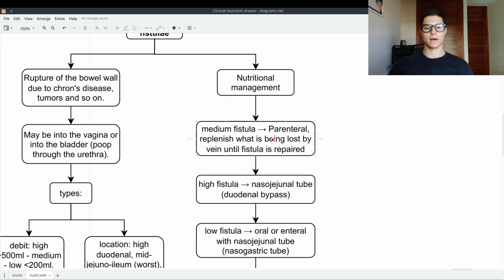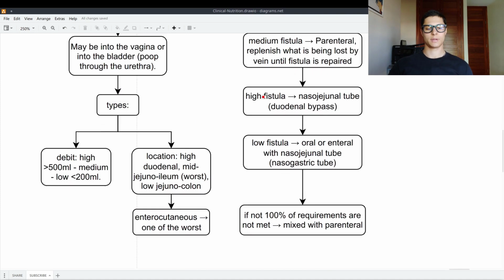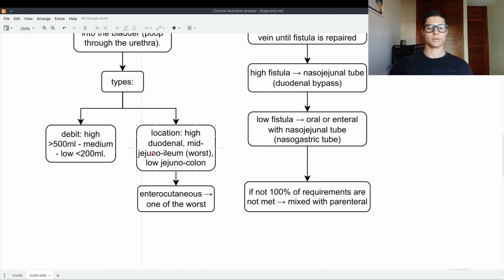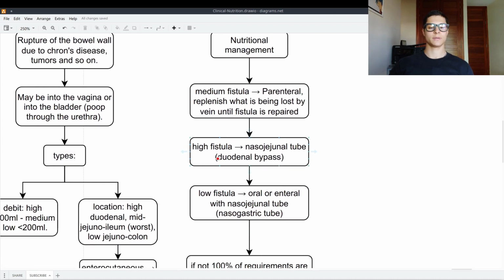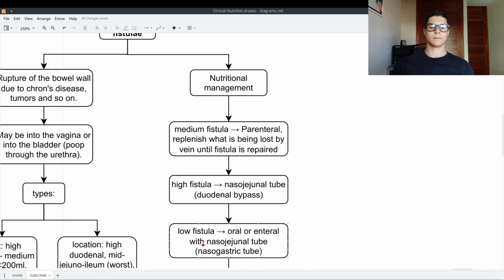In the medium fistula, we use parenteral nutrition. The medium was this one, the duodenal ileum, which is the worst. Parenteral: replenish what is being lost by vein until the fistula is repaired. In the high fistula, we use the nasoduodenal tube to bypass the duodenum. In the low fistula, we use oral or enteral nutrition with a nasoduodenal tube or a nasogastric tube.